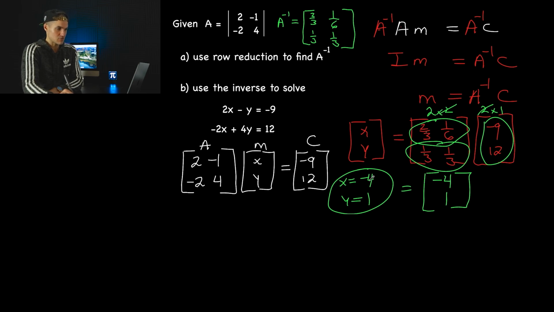And then you could test these, right? So if we plug it in, 2 times -4 is -8, minus the Y value of 1 does indeed give us -9. And then -2 times -4 plus 4 times 1, 8 plus 4 is indeed 12. So notice that both of those values do satisfy those two equations, and that ends up being the final answer to this question.